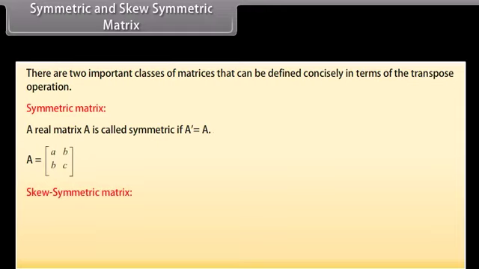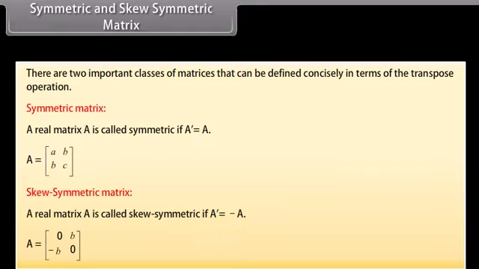Skew-symmetric matrix. A real matrix A is called skew-symmetric if transpose of matrix A is equal to minus matrix A. Here, A is a general 2 by 2 skew-symmetric matrix.